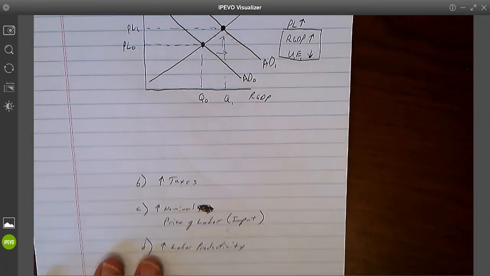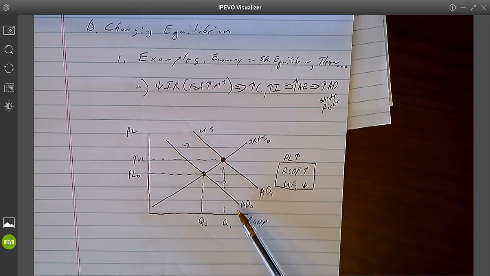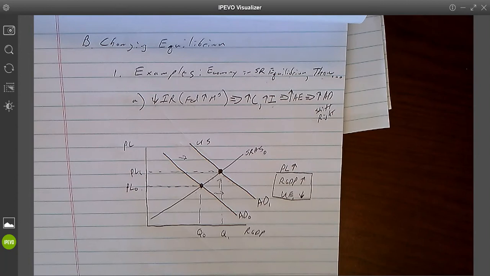Okay? So pause this video now, okay? And you should have drawn 3 separate graphs, and you're going to make something similar to a change seen here. Okay? Obviously, you might have different curves that move in different results on price level and real GDP and unemployment. Okay? So go ahead and pause the video and do that on your own.